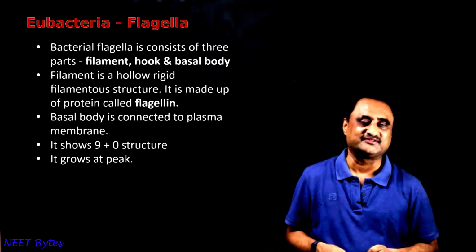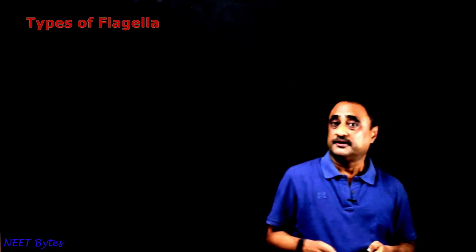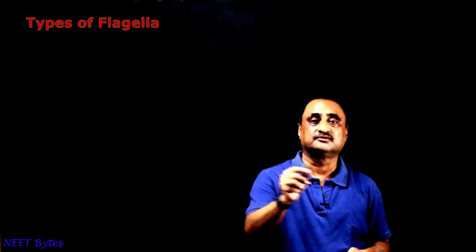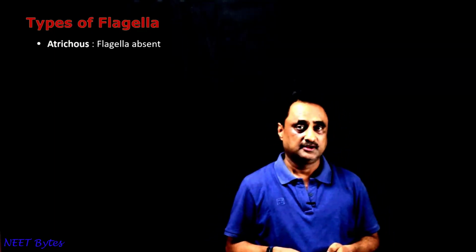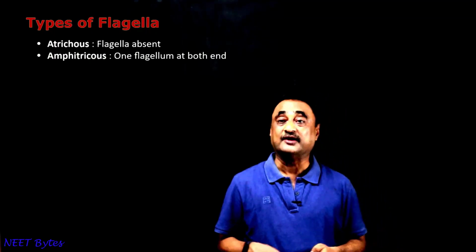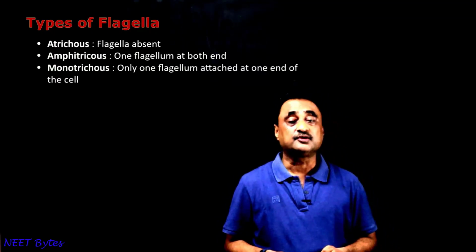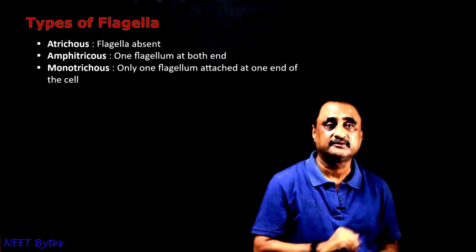That is about the flagella. Now, depending upon the position of flagella on the bacterial surface, different types have been recognized. For instance, it could be atrichous when there is no flagella. It could be amphitrichous when there is one flagellum at both ends. It could be monotrichous if only one flagellum is attached at only one end, right?